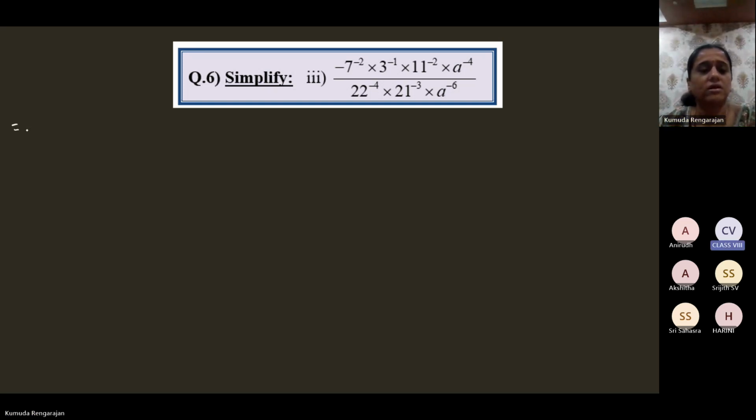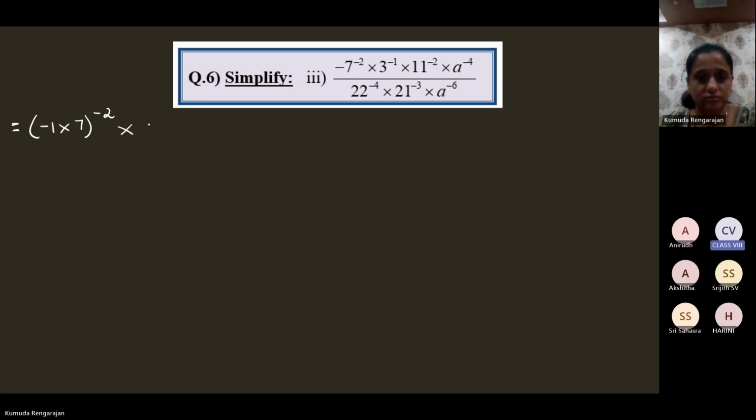Ma'am, we did this already. Ma'am, we have to separate it in. No, you don't have to explain. Just dictate and I'll write it. Minus 1 into 7 whole power 2, into 2 minus 2, sorry. Yeah, close your book. Just see the question on the screen and tell me. Don't read from your book.